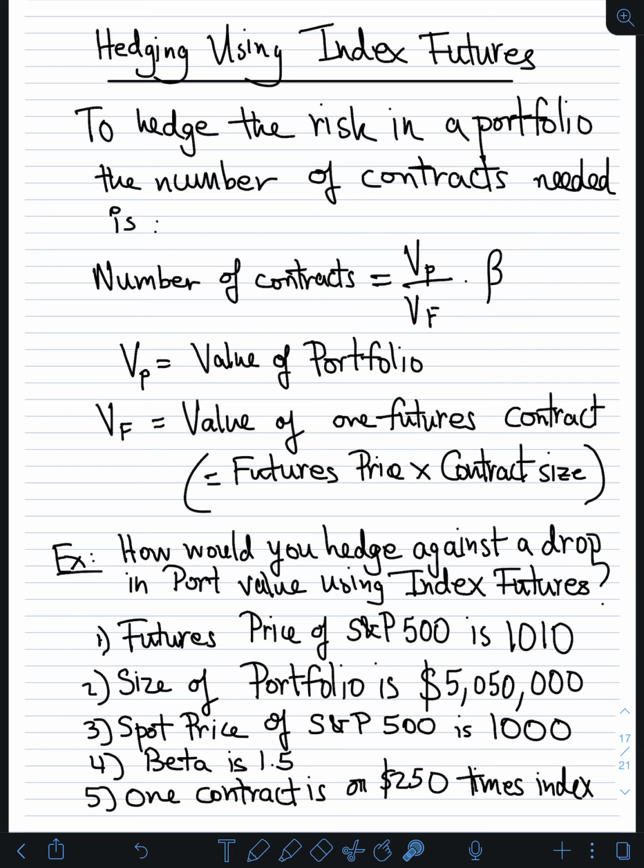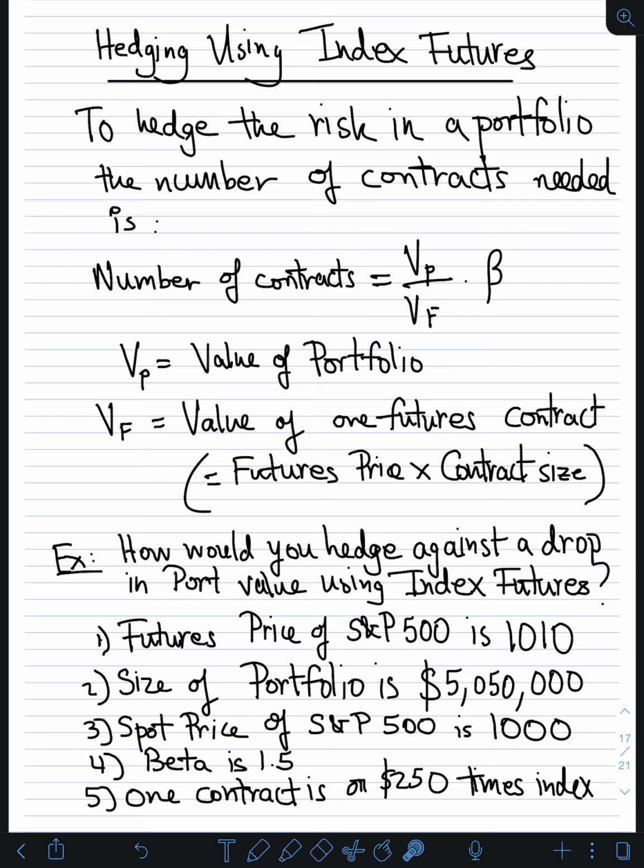How would you hedge against a drop in the portfolio value using index futures? Okay, this is our example. There are 5 things given to us about this situation. The futures price of that S&P 500 contract is 1010. The size of the portfolio is 5,050,000. The spot price of the S&P 500 is 1,000. The beta of our portfolio is 1.5. One contract is on $250 times the index.